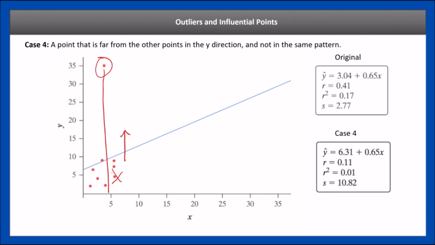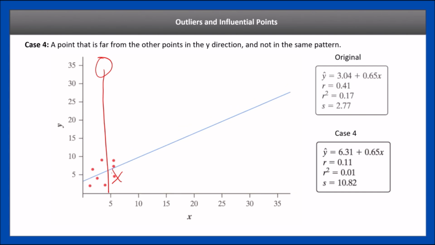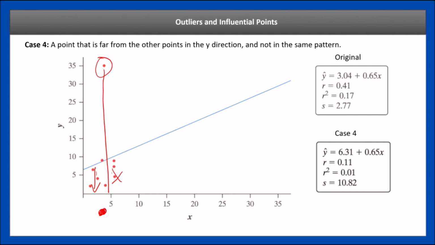So if you have a point that is above the line and it's very close to the data in the x direction, it's going to simply pull the line up. Now, if you have an outlier down on the bottom, let's say down here, for example, and it's very close to the data in terms of the x value, well, then that's going to pull the line down. So it's going to have the opposite effect, okay? So that's just something to keep in mind.